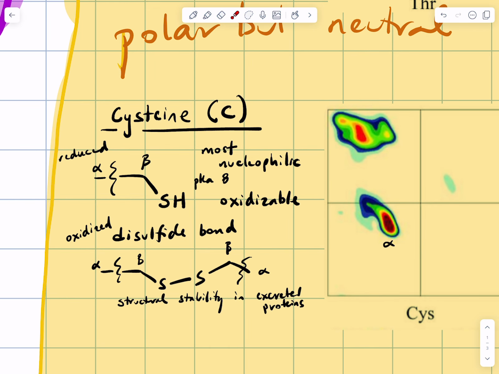This is cysteine. And cysteine is like the sulfur version of threonine. Instead of an OH, you've got an SH.